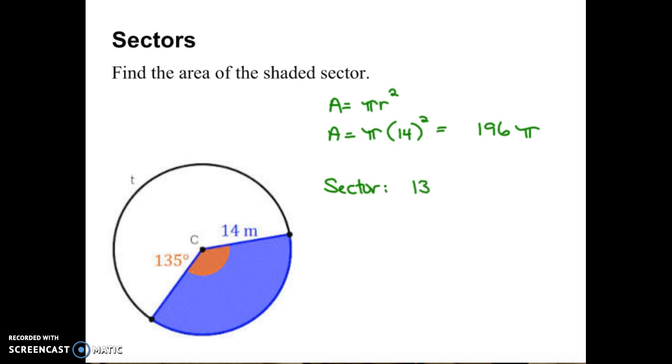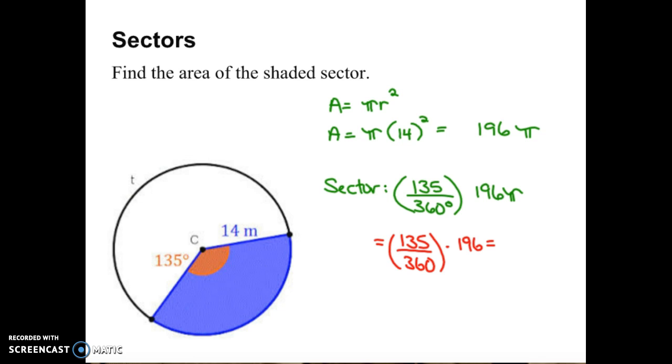So what I'm going to do is the area of the sector part is going to be 135 degrees out of 360 degrees total. I'm going to go ahead and multiply that fraction of the whole circle times the area of the whole circle, just like we did before. And again, I showed you in your calculator, it's probably best just to go ahead and multiply that fraction times 196 and leave pi in your answer. Okay, so I'm going to do that on our calculator here in a minute.